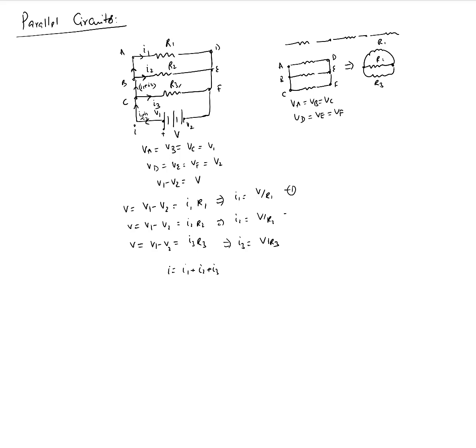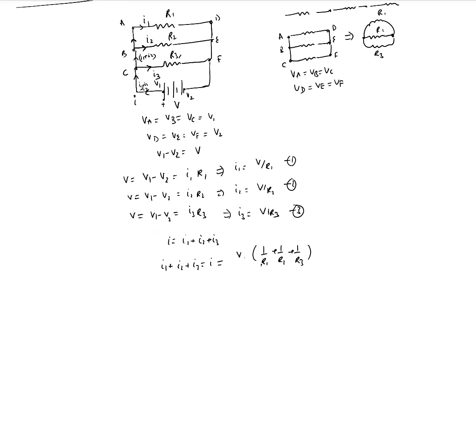So if I add these three equations, what do I get? We get I1 plus I2 plus I3, which is equal to the total current from the source, equal to V times 1 over R1 plus 1 over R2 plus 1 over R3. So the question was, what is the current flowing in the circuit emanating from the source or the battery? We could find that. So let's do an example. Let's say V is equal to 9 volts, and my resistances are each the same, 100 ohm. Then what is I equal to?